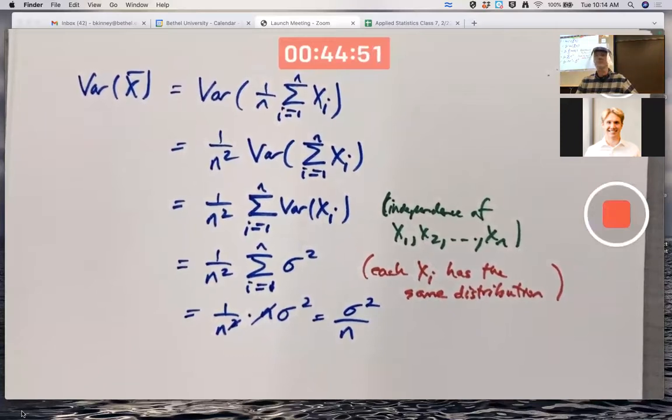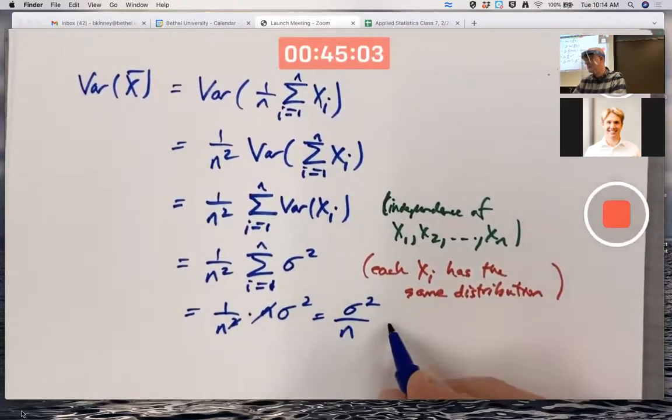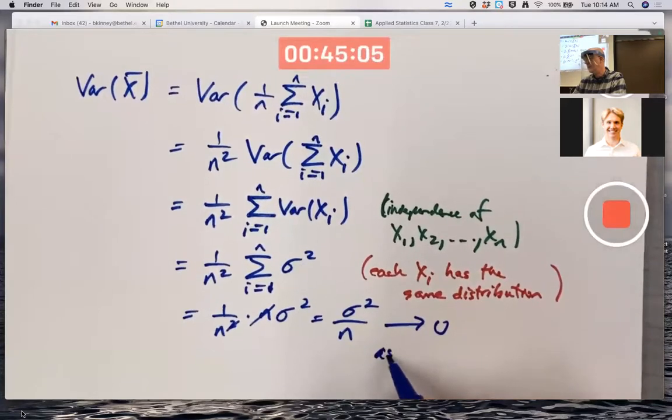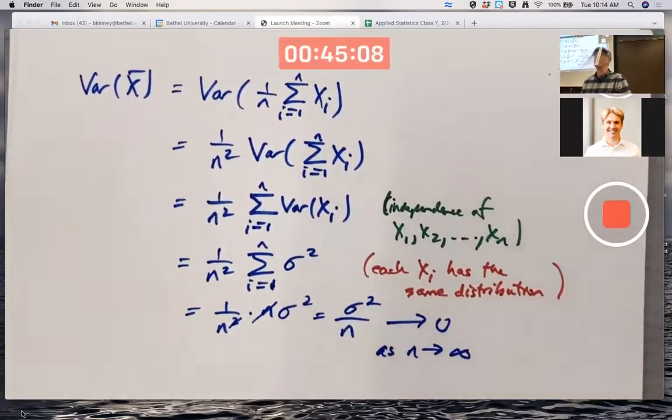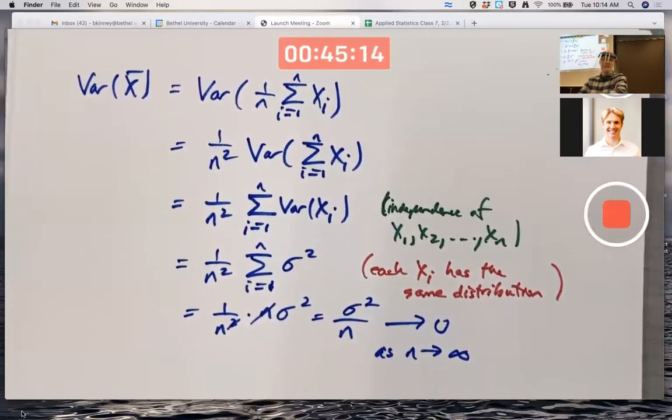Ringing a bell? You remember this from prob and stats? And moreover, that's a good thing. How is it good? That's a quantity that goes to 0 as n goes to infinity. In other words, I can make the variance of X bar for a given situation as small as I like by taking n sufficiently large, by making sure I pick a sample size sufficiently large.